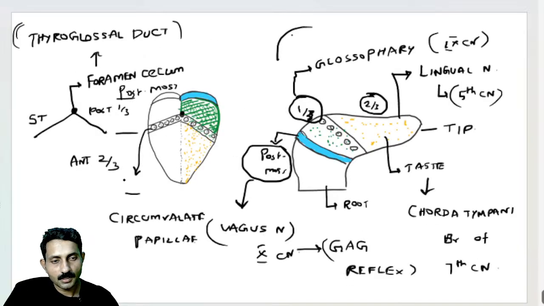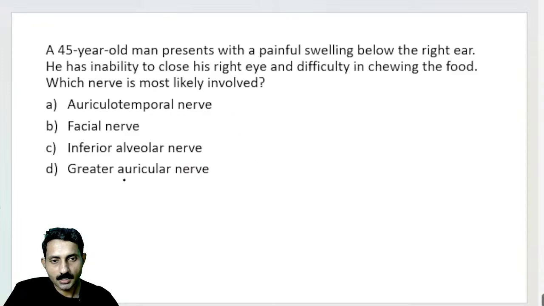Okay, so we have learned something about the cranial nerves and related topics. Now there is a favorite topic for all FMG and NEET PG, that is the facial nerve. We will see a facial nerve question. A 45-year-old man presented with painful swelling behind the right ear. He has inability to close his right eye and difficulty in chewing the food. Which nerve is commonly affected? It's the same options but slightly different.